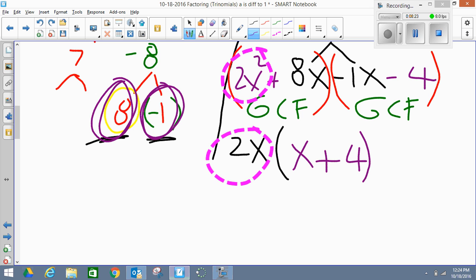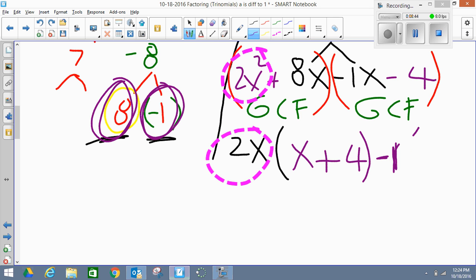If you notice, I have -1x minus 4. The only thing that is in common there is you have a negative on both terms. The 1 is not common. Well, actually, the 1 is common, but the 4 is not. So anytime there's nothing that I can bring out of a parenthesis, I bring a 1. So the negative is common factor, and I bring a 1.